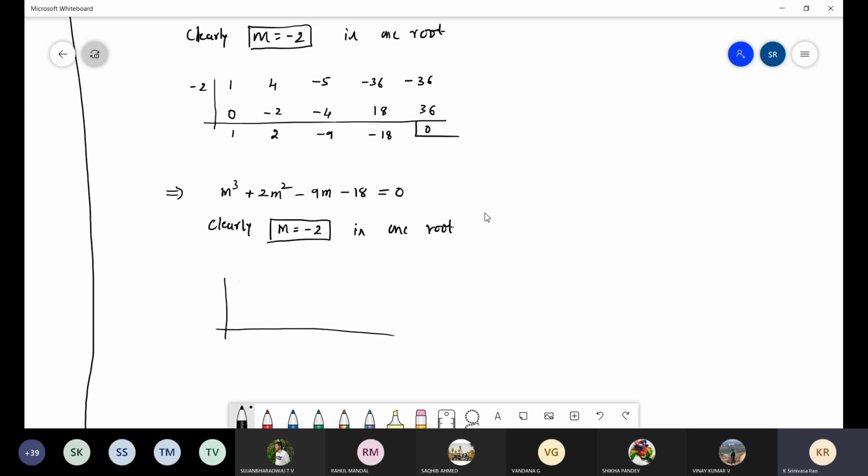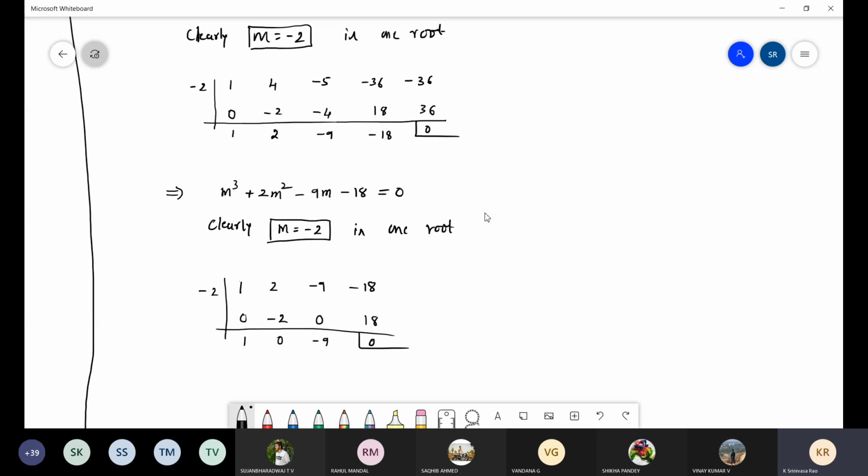The coefficients of the cubic equation are 1 for m cubed, 2 for m square, minus 9 for m, and minus 18. Now I can write minus 2 here, and 0 here. Okay, 1 plus 0 is 1, 1 into minus 2 is minus 2, 2 minus 2 is 0, so 0 into minus 2 is 0, minus 9 plus 0 is minus 9, minus 9 into minus 2 is plus 18. Yes, it is 0. Correct.